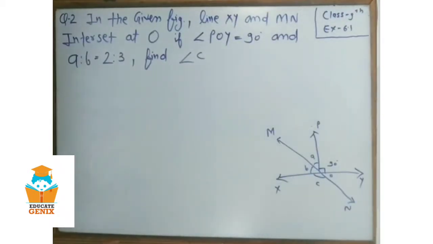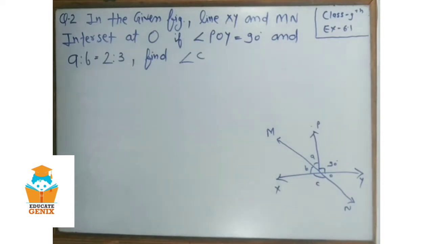Hello everyone. Today we are going to solve class 9 exercise 6.1 question number 2. In the given figure, lines XY and MN intersect at O. If angle POY equals 90 degrees and A is to B equals 2 is to 3, what we have to find is angle C. So now we are going to see how easily we can solve this question.